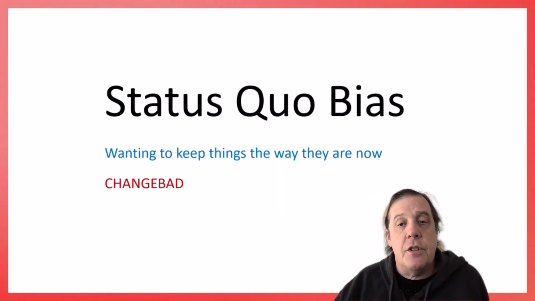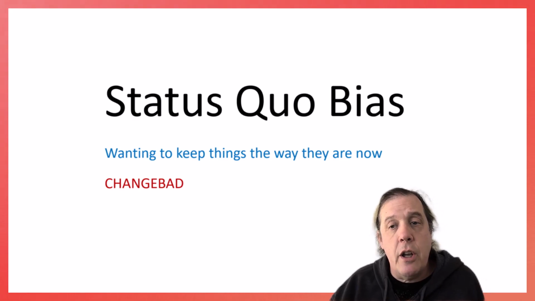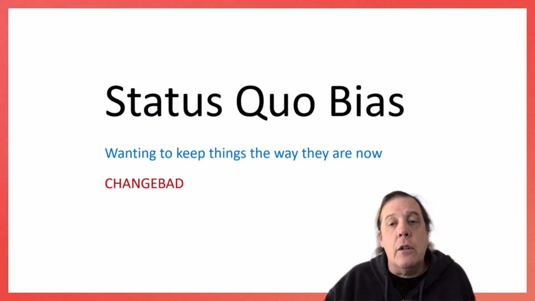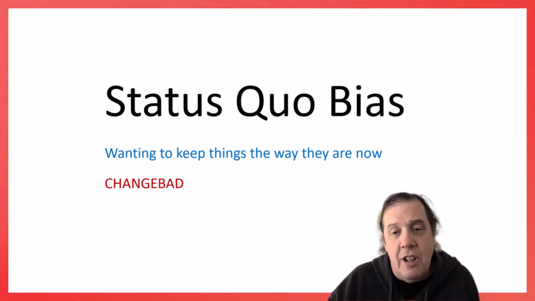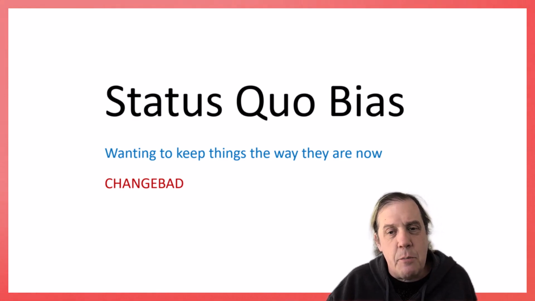Status quo bias is just a preference for keeping the things the way they are now. And this is actually a global bias that happens to people, whether they identify as politically liberal or politically conservative. People actually don't like change for the most part.